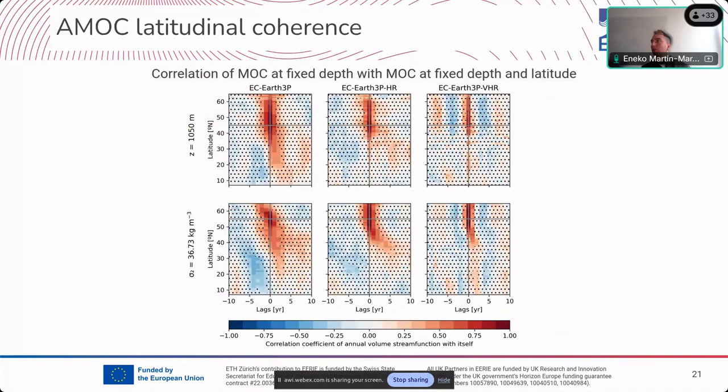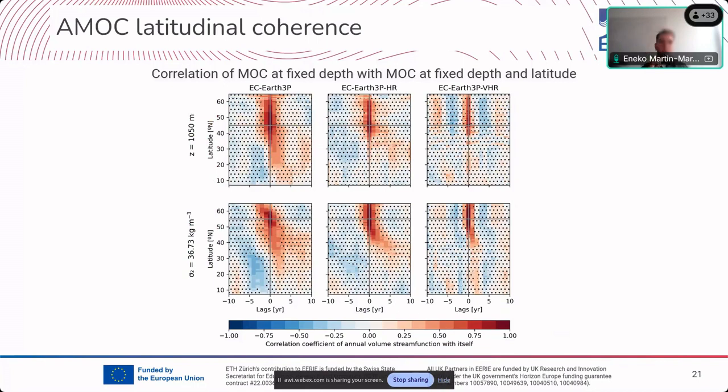coherent with itself. So if there is an anomaly of the AMOC at 45 degrees north that is propagated southward, we will see a downward positive correlation, and it will be more diagonal if it takes more time to propagate, or it will be more vertical if it's more instantaneous. Also, we could see it in other directions. So what we see is that the zeta space doesn't give us a lot of information.